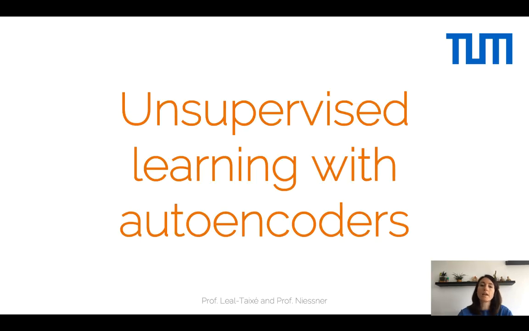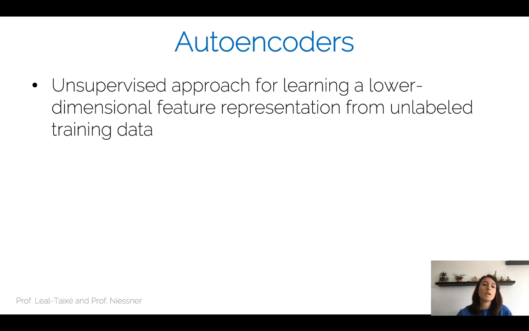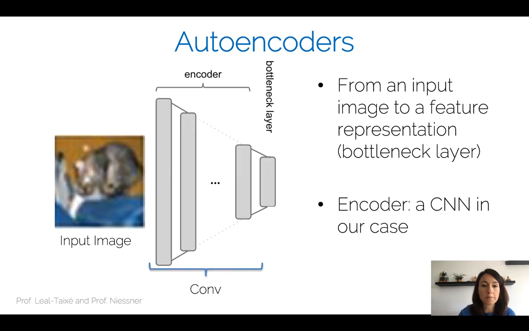So in deep learning, we can actually perform unsupervised learning with autoencoders. And this is the start of the lecture today, so our motivation for using autoencoders. What we want from our autoencoder is to give us a proper way of learning a lower dimensional feature representation from all the training data for which we have access only to the images, but we don't have access to the labels. So this is our approach towards performing unsupervised learning.